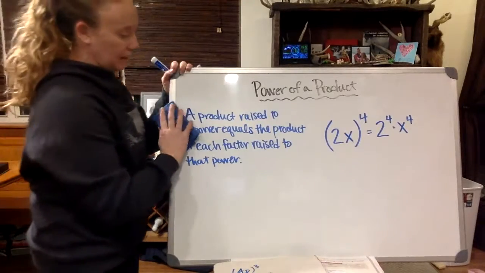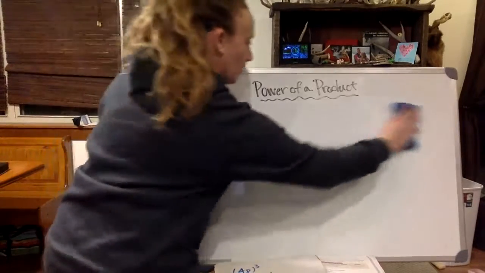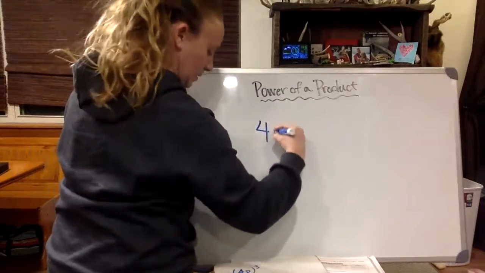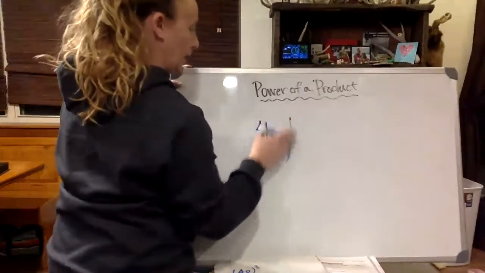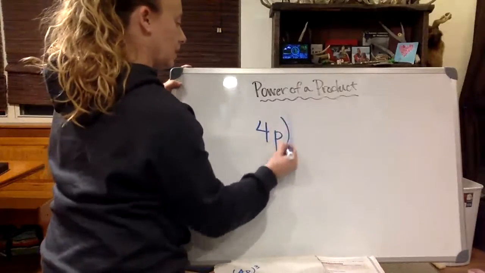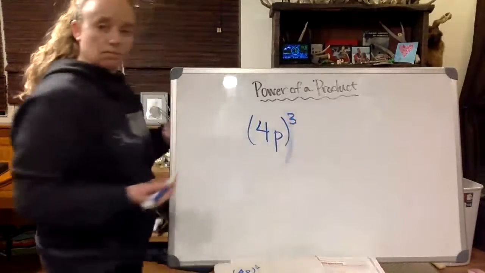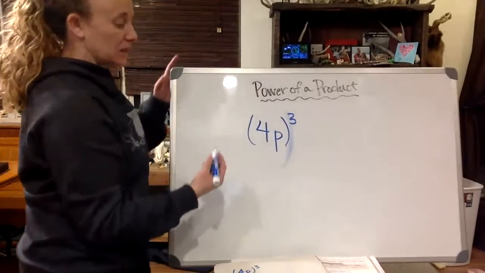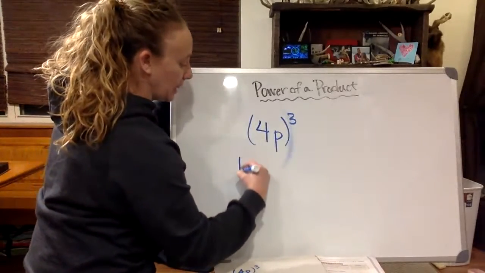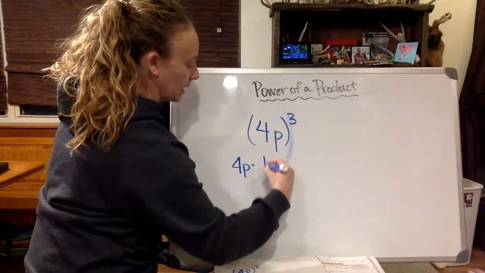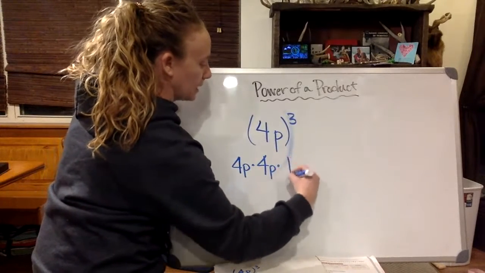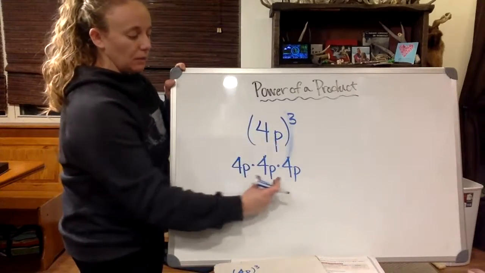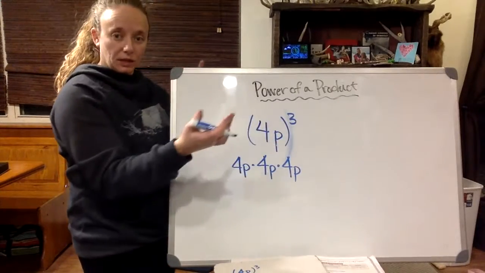So here's some examples. 4p raised to the 3rd. If I were looking at this, if I were to expand it out, that's truly me saying 4p times 4p times 4p. It's whatever is in the parentheses multiplied by the number of times the exponent tells me to.